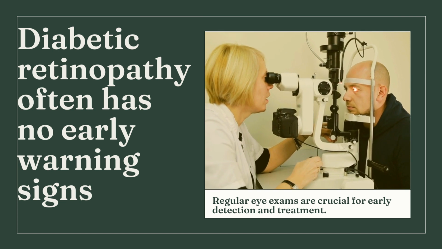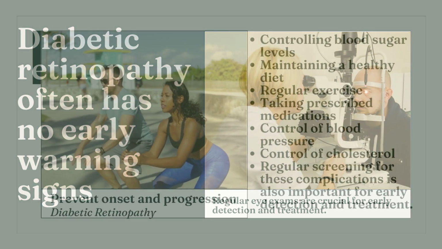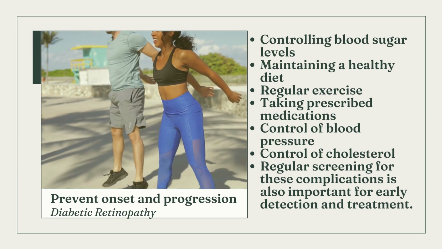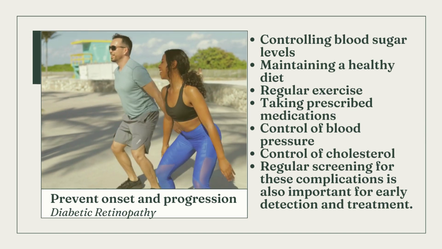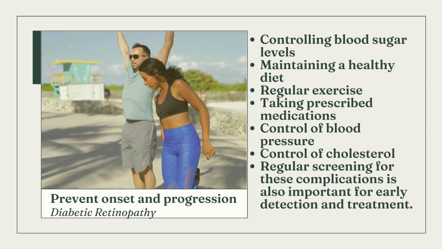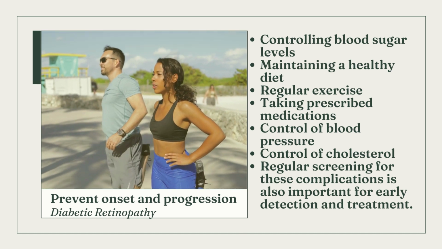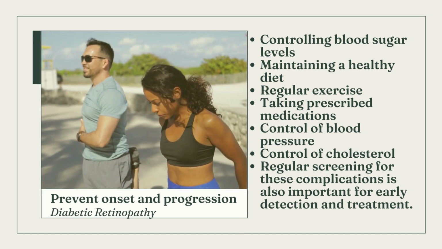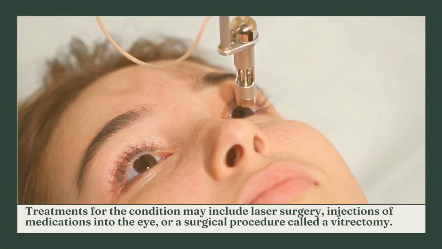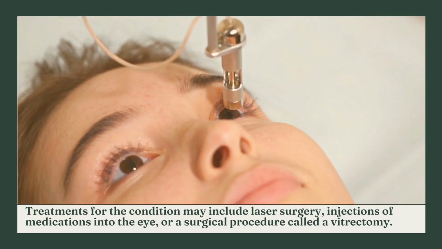Diabetic retinopathy often has no early warning signs, making regular eye exams crucial for early detection and treatment. Effective management of diabetes, that is, controlling blood sugar levels, maintaining a healthy diet, regular exercise, and taking prescribed medications, can help prevent the onset and progression of diabetic retinopathy. Control of blood glucose levels, blood pressure, and cholesterol is crucial in the management of microvascular complications in diabetes. Regular screening for these complications is also important for early detection and treatment. Treatments for the condition may include laser surgery, injections of medications into the eye, or a surgical procedure called a vitrectomy.